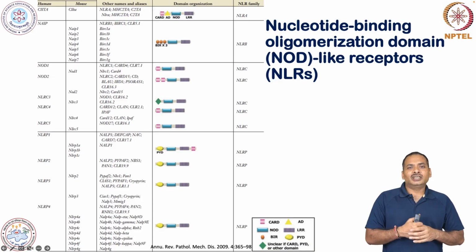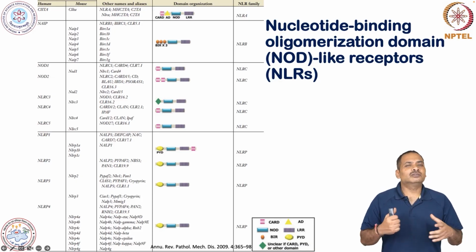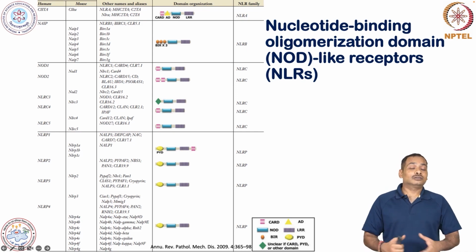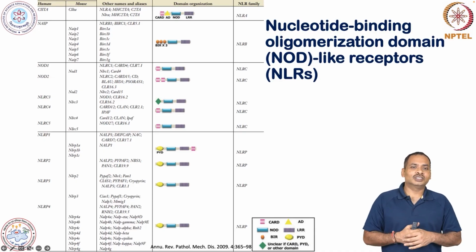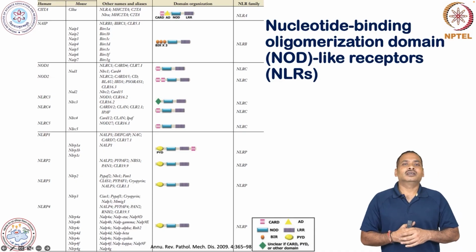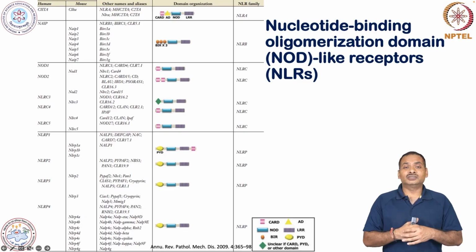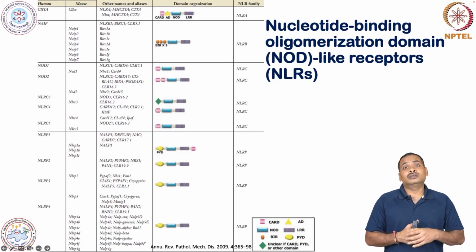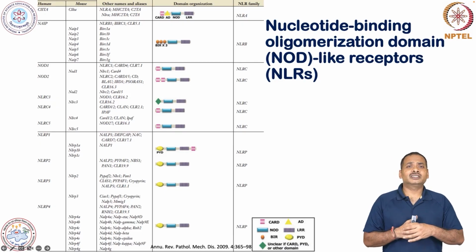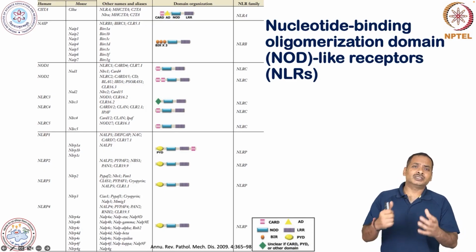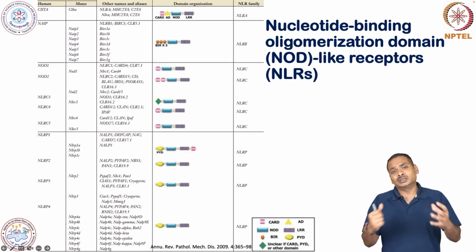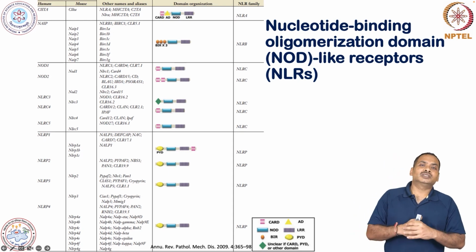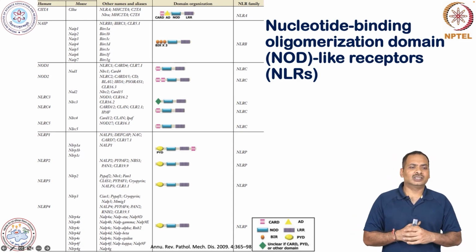Among all these NLRPs, NLRP3 is very well characterized. It's extensively characterized; everything we know about NLRP3 includes the mutations associated with that protein, the type of ligand by which this NLRP gets activated, how it gets activated, and what other proteins interact with NLRP3. Everything is quite well characterized.